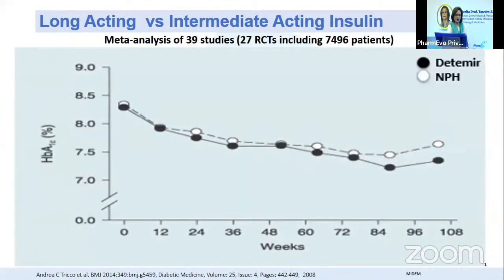And here is the slight difference in HbA1c that you can see with Detemir or Levemir use as compared to NPH use in a 108-week study, where the HbA1c was slightly higher with NPH compared to Detemir.